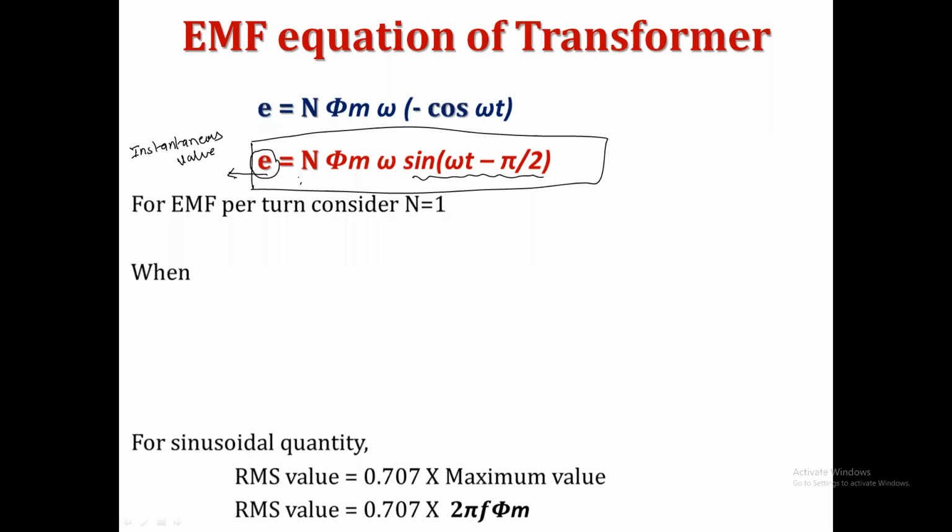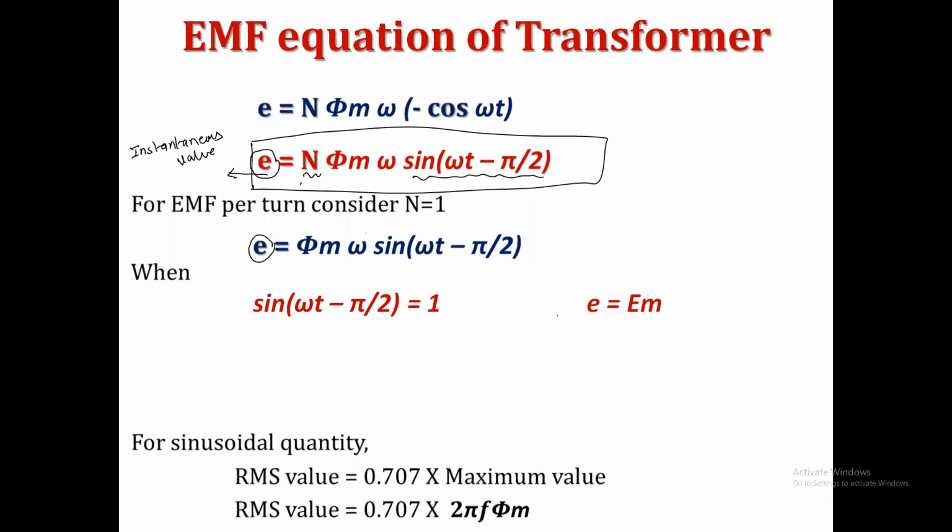But here in that equation, this N stands for number of turns. But if we want to calculate the induced EMF per turn, we will consider N is equal to 1 here, and then I can write that equation like this. E is equal to phi m omega sin omega t minus pi by 2. Now when will this E be maximum? When sin omega t minus pi by 2 is equal to 1.